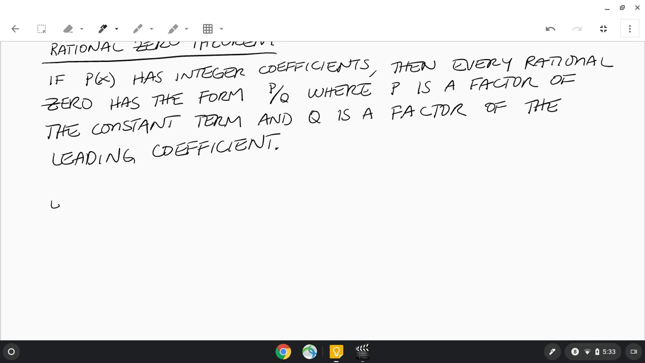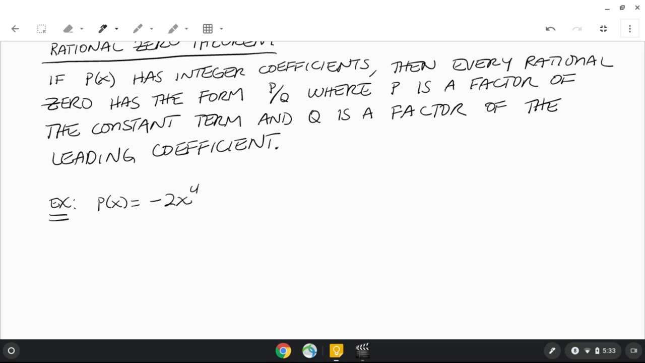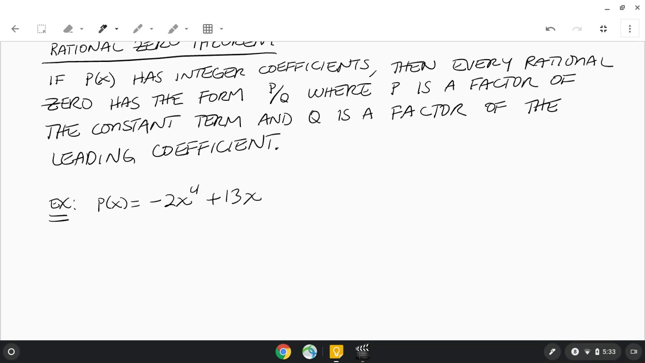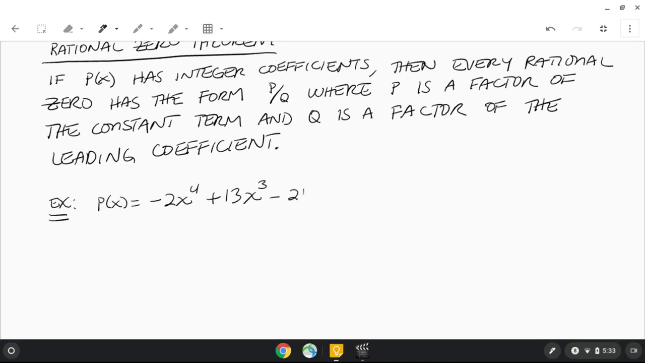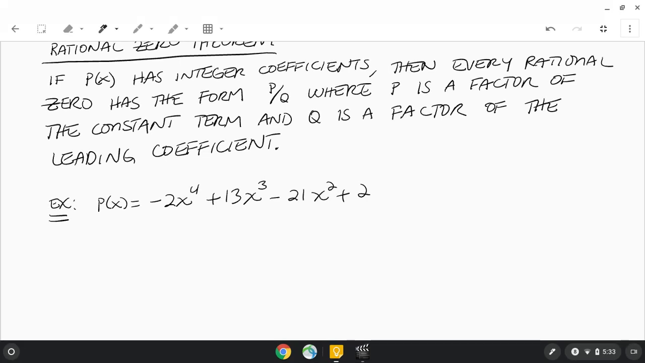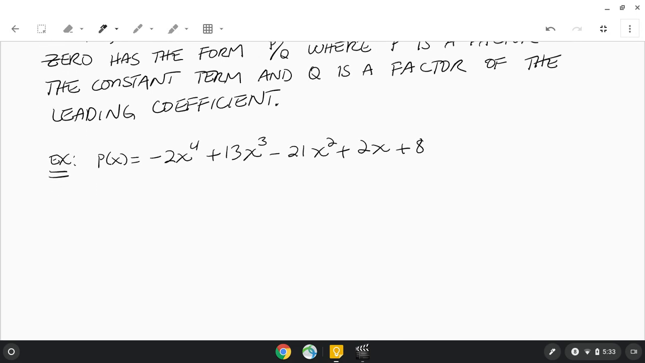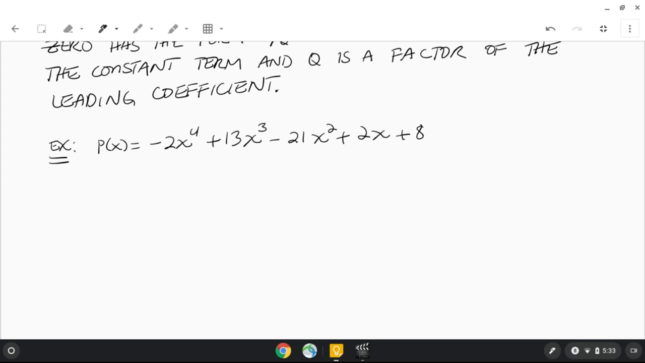All right, so for example, suppose that you have this polynomial. P of x equals negative 2x to the fourth plus 13x cubed minus 21x squared plus 2x plus 8. So we have this polynomial here, clearly not easily factorable when we look at this.